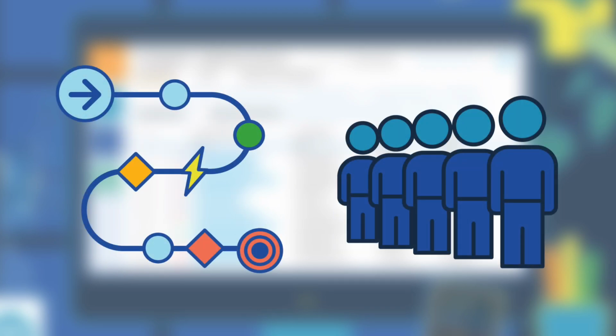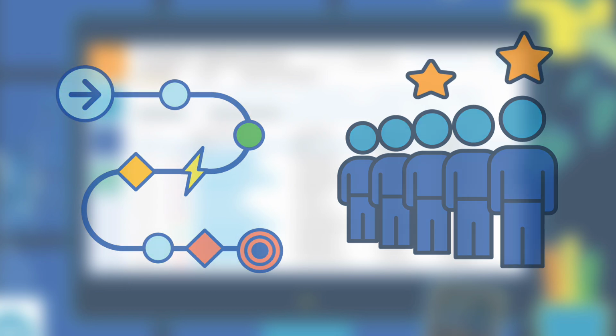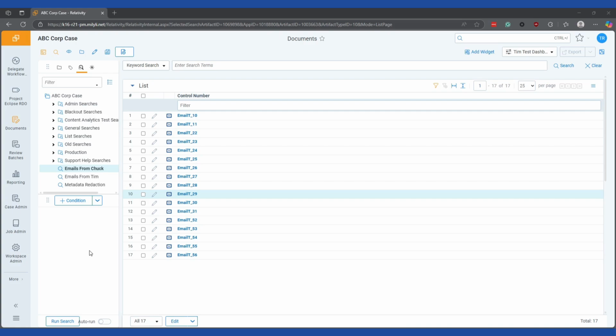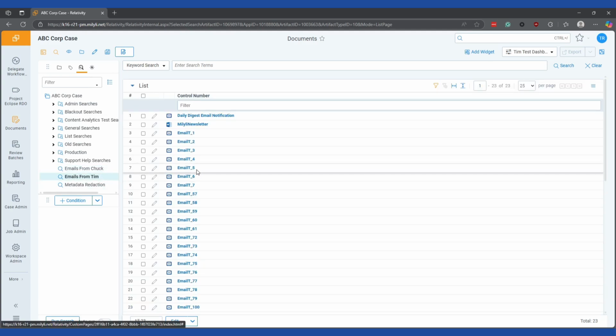In this video, we'll take a look at setting up two different name normalization projects for different members of your team to work on. To get started, I've gone ahead and separated two sets of emails based on who they were sent from. Here I have the emails that are from Chuck and the emails that are from Tim. I'm going to use these in two separate name normalization projects that can be handled by two different members of my team.